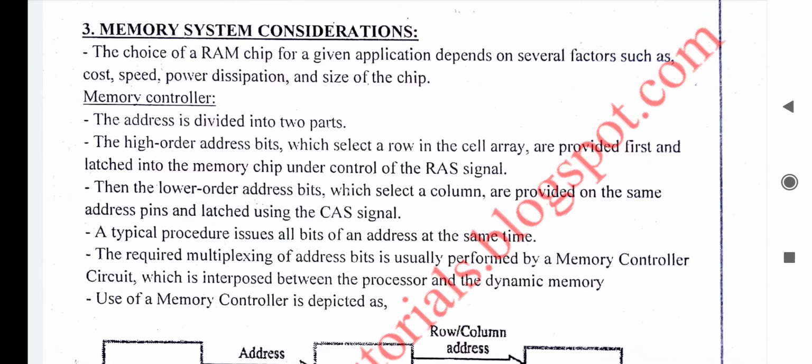Okay. Next, memory controller. The address is divided into two parts. Here the memory address can be divided into two parts. First, the higher order address bits, which select a row in the cell array, are provided first and latched into the memory chip under control of the RAS signal.